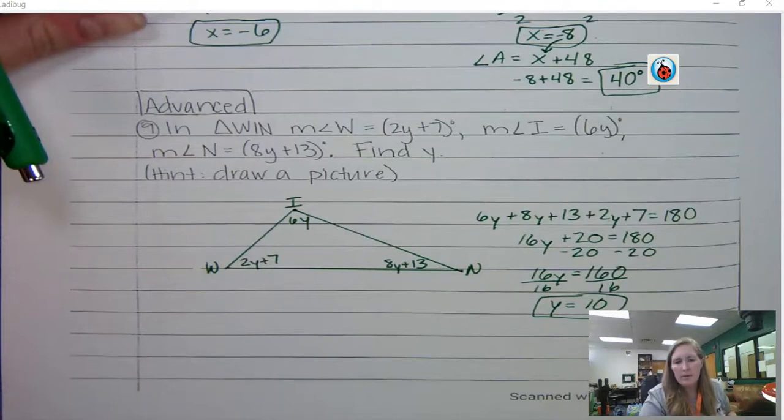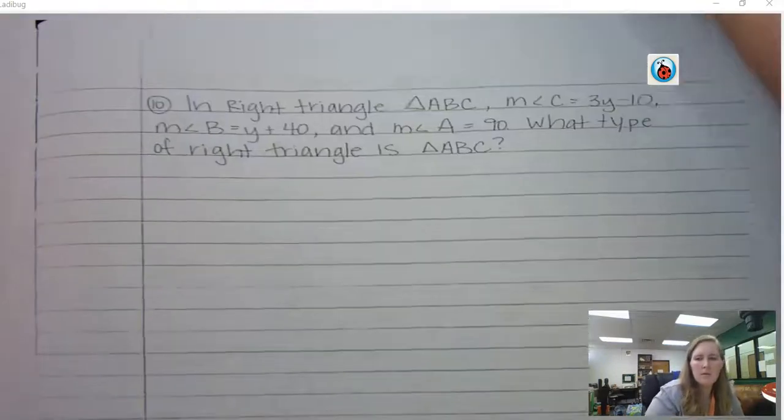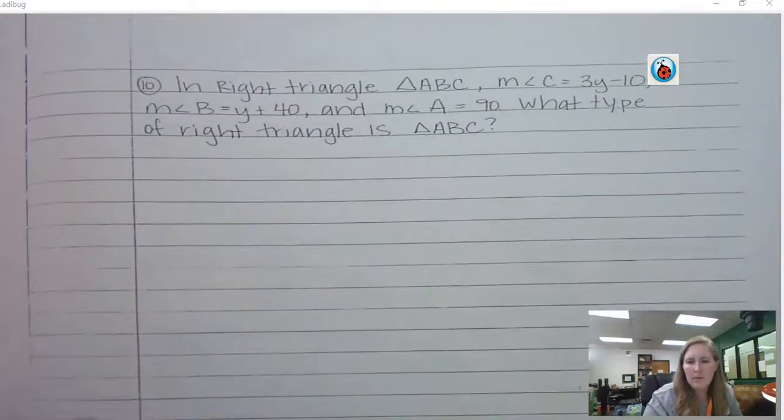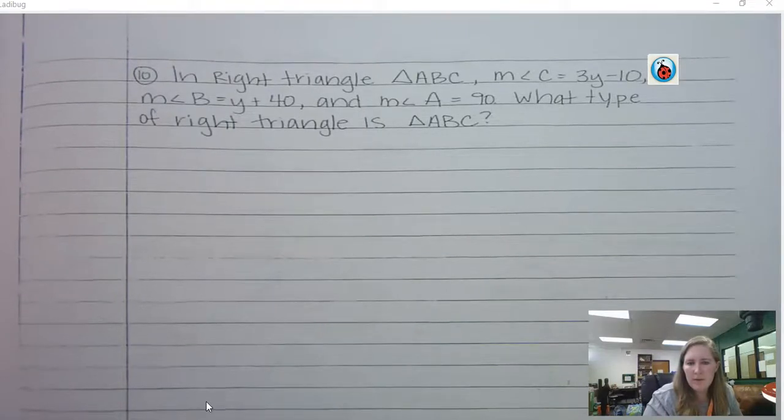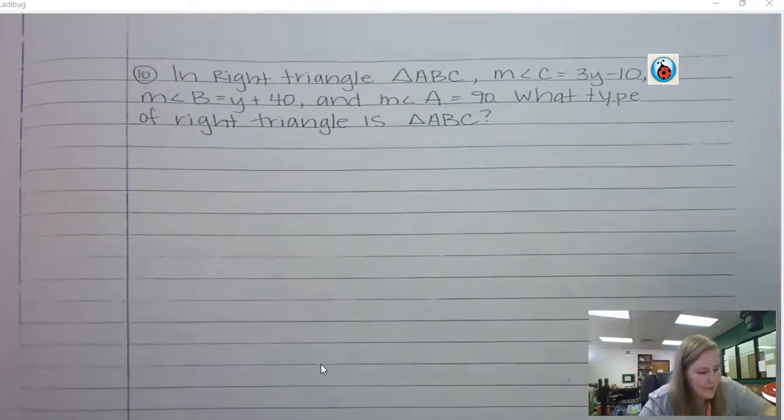Oh, my camera's going crazy. Not really sure why it's beeping. Why it's doing that. Okay, we're better now. Okay, that was weird.